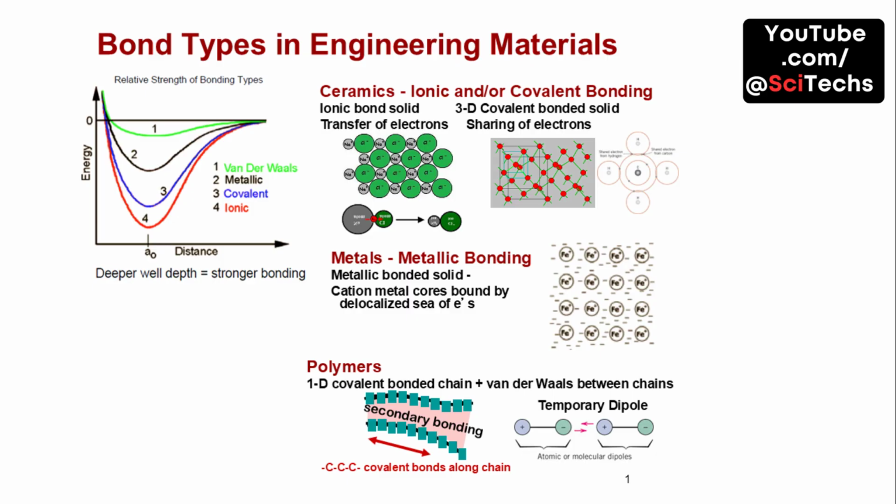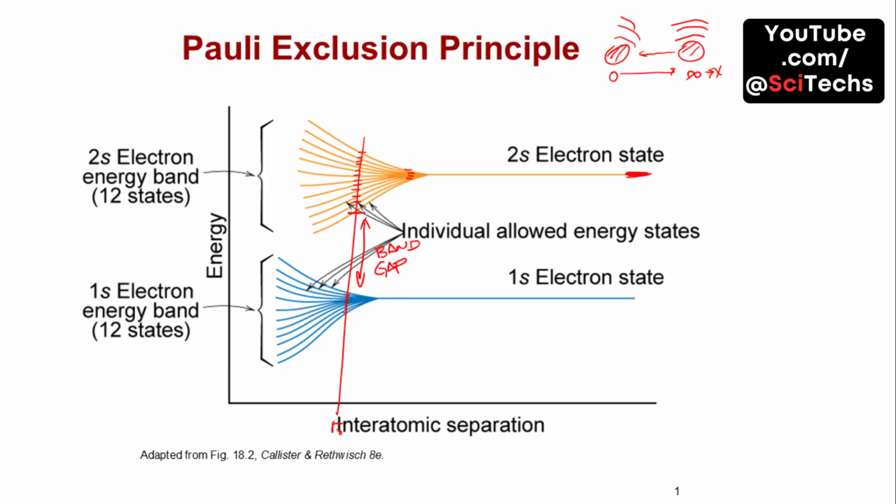Engineering materials exhibit different types of bonding, including ionic, covalent, and metallic bonds. These bonds influence the material's electrical properties and behavior. The Pauli exclusion principle plays a crucial role in determining the electronic states within an atom. It explains why electrons occupy distinct energy levels and how these levels affect conductivity.